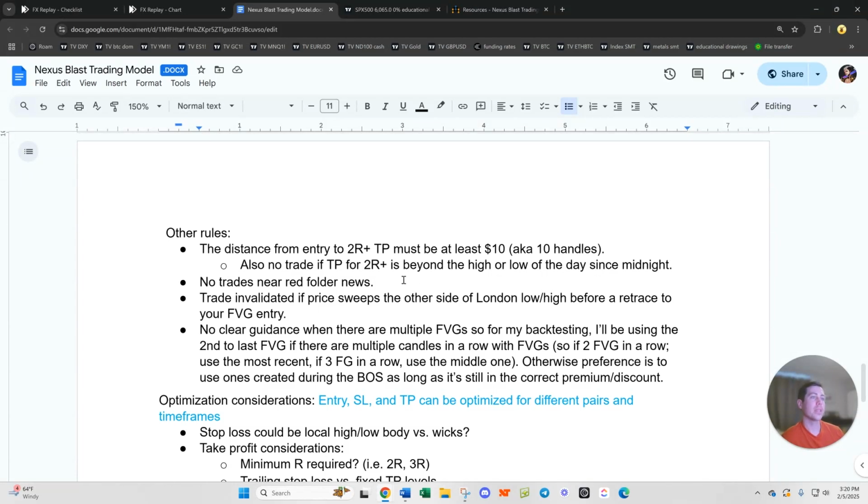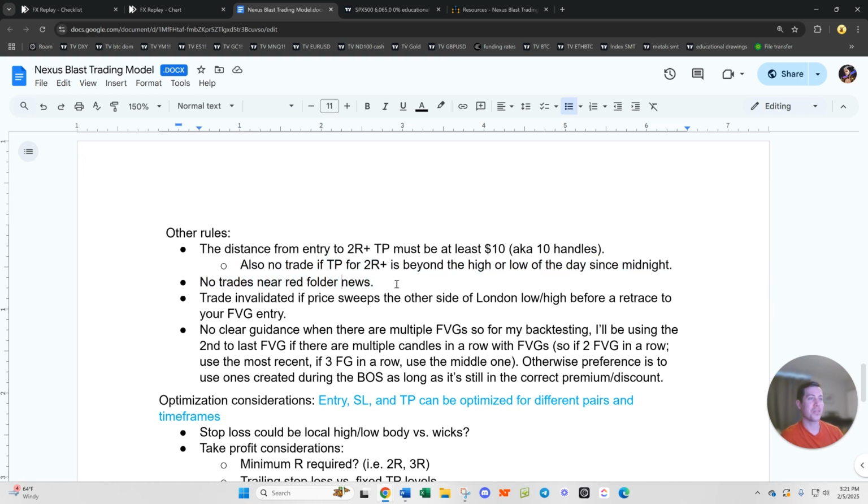A few other rules that he uses: the distance from your entry to your 2R TP has to be at least like a $10 move on the S&P. He calls it handles. It's the same thing, basically a $10 move on the S&P. And then something that I was seeing when I was backtesting this is it's probably also best to not go for too ambitious take profits. So a rule for that could be, the take profit can't be past the higher low of the day since midnight as well. That'll improve your profitability too.